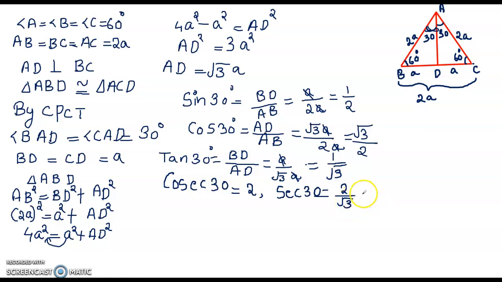Then what is cot 30? Cot is the reciprocal of tan. So what is cot 30? Cot 30 is the reciprocal of 1 by root 3. So the reciprocal of 1 by root 3 is root 3.